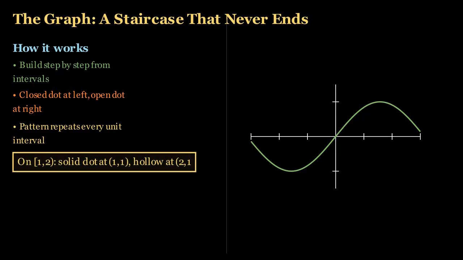Then for the next interval, from 1 to just below 2, the output is 1. We draw a new flat step at height 1 with a solid dot at (1,1) and a hollow circle at (2,1). Let's see this staircase in real life.